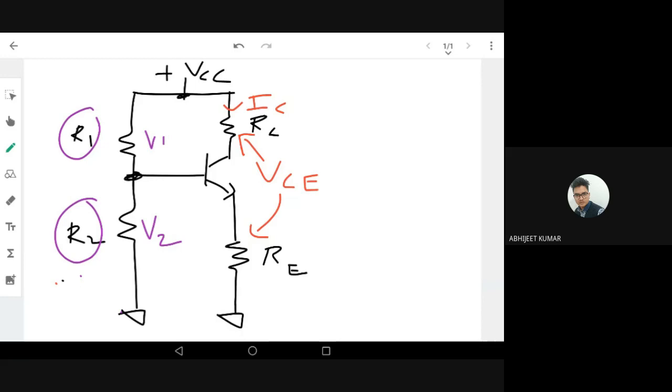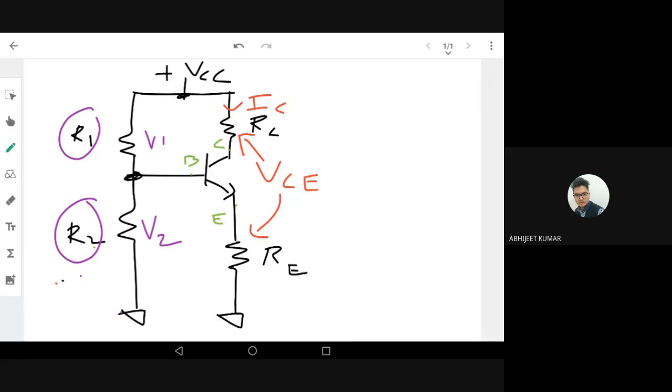Okay, fine. So here also we have the base. The base is B here. This is the base point. This is the emitter, and this is the collector. Okay, so let's try to calculate what is the base voltage. In this circuit, we're interested to find the base voltage first.